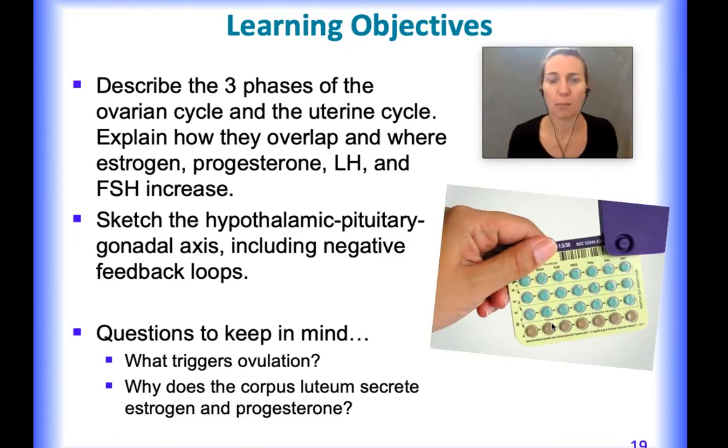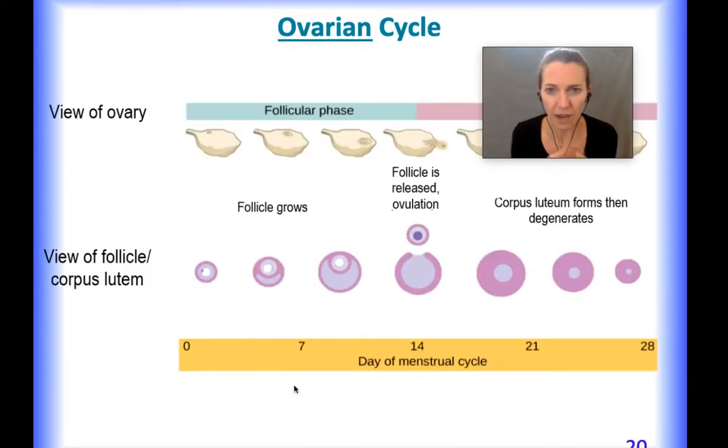Other questions to bear in mind as I go through: what's going to trigger ovulation? And why is it that the corpus luteum is going to secrete estrogen and progesterone? Those questions layer into the learning objectives, but bear those in mind as we go. So to kick off, let's take a look at the ovarian cycle first.